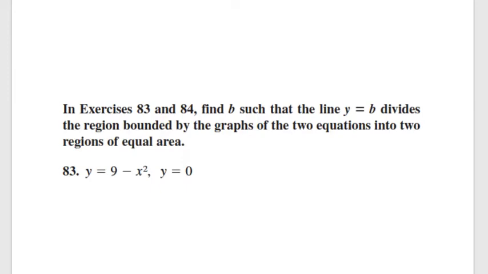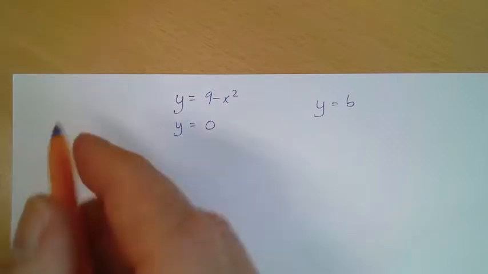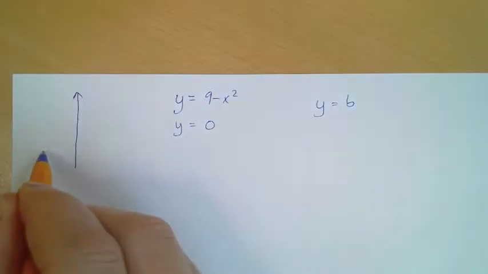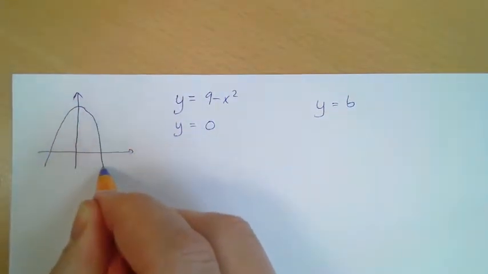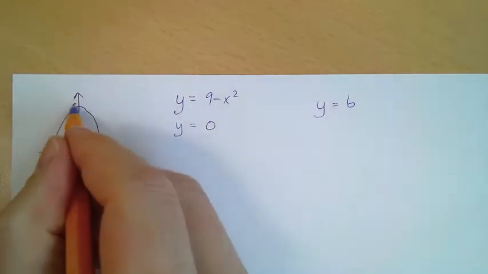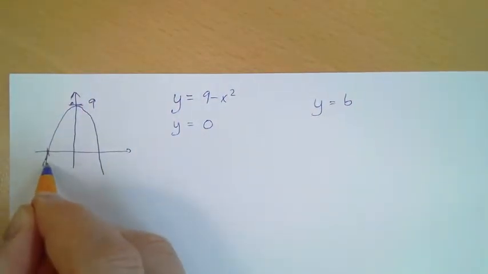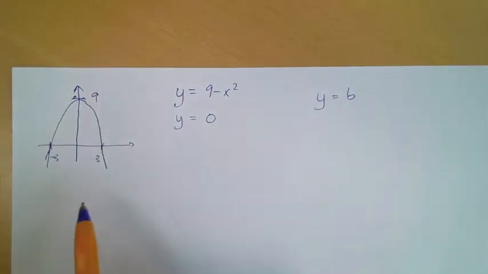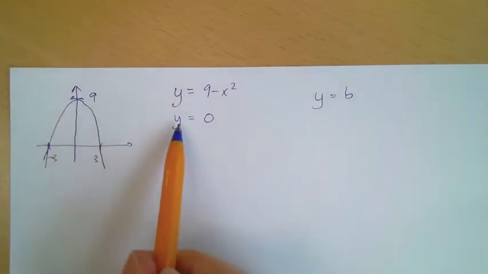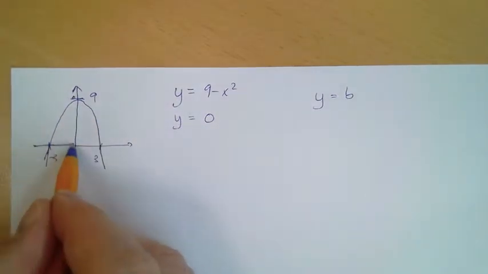In exercise 83, find b such that the line y equals b divides the region bounded by the graphs of the two equations into two regions of equal area. So we have the graph of y equals 9 minus x squared, something like that. It's a parabola with a y-intercept at 9 and x-intercepts at -3 and +3. The region we are defining is bounded by this parabola and the graph of y equals 0, so this line here.